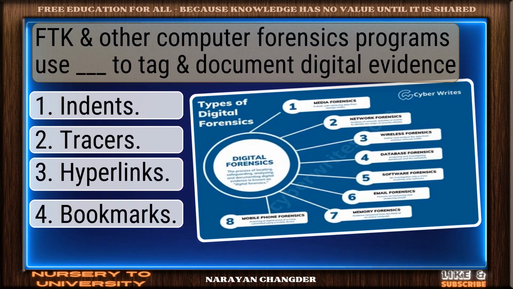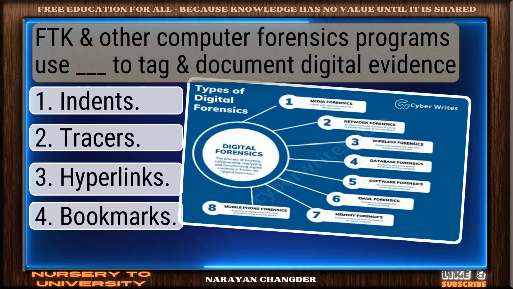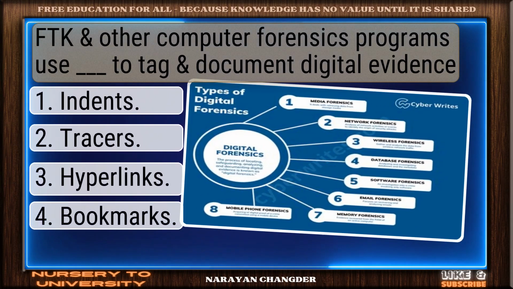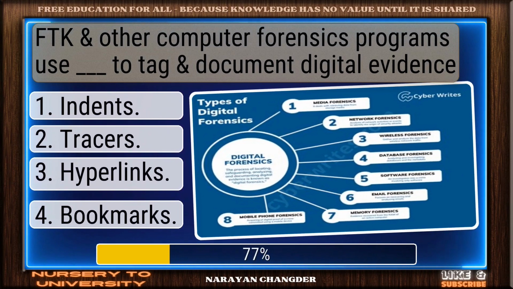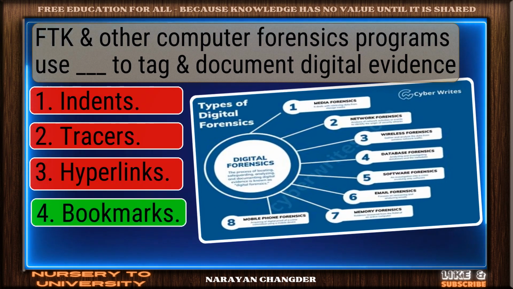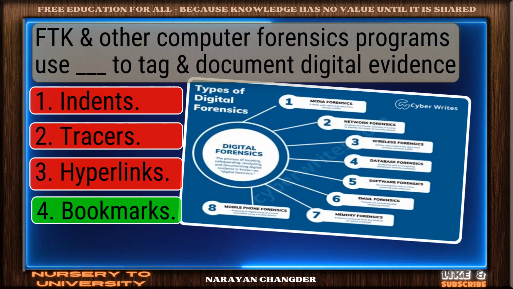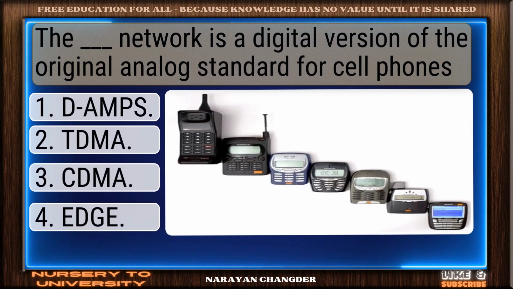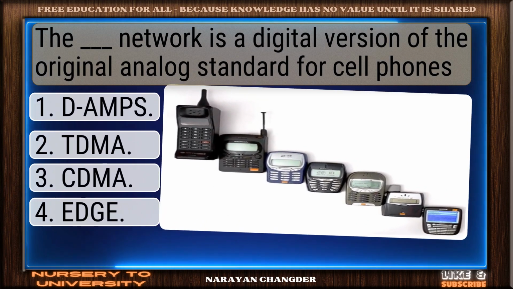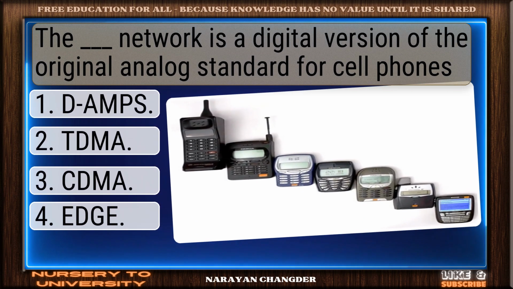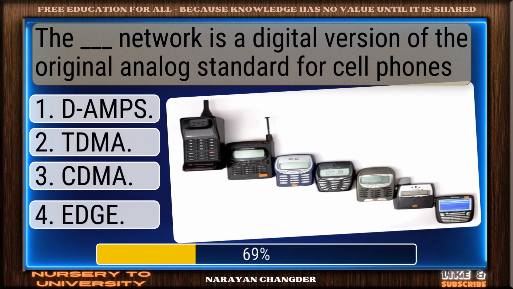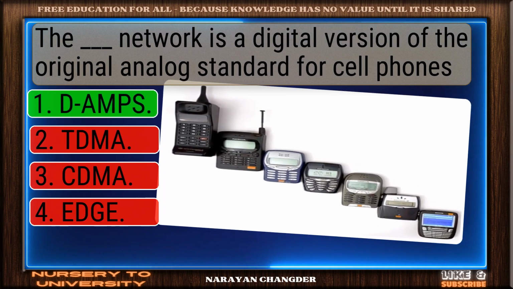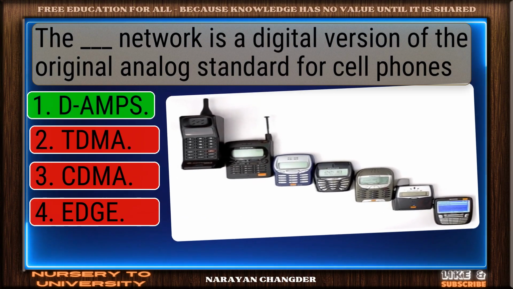Question number 34. FTK and other computer forensics programs use dash to tag and document digital evidence. Excellent choice. Bookmarks is the right answer. Question number 35. The dash network is a digital version of the original analog standard for cell phones. Correct response. D-AMPS is the most accurate answer.